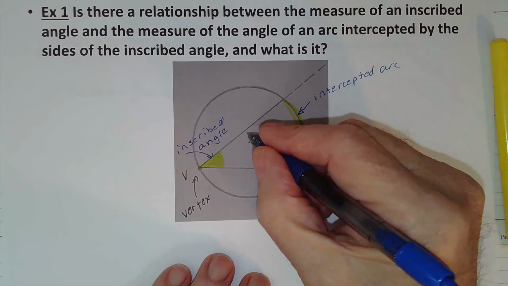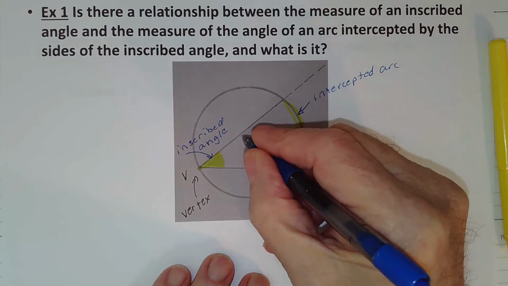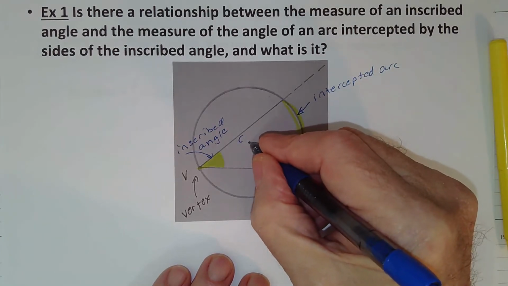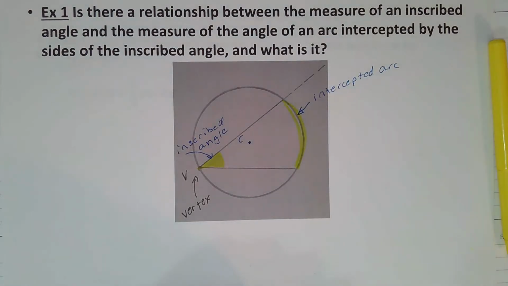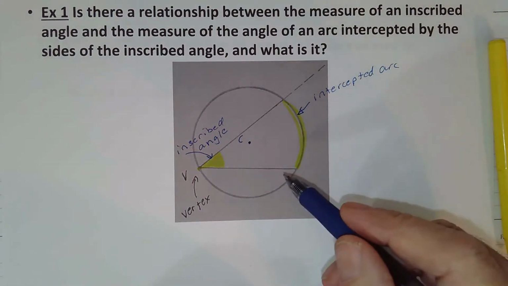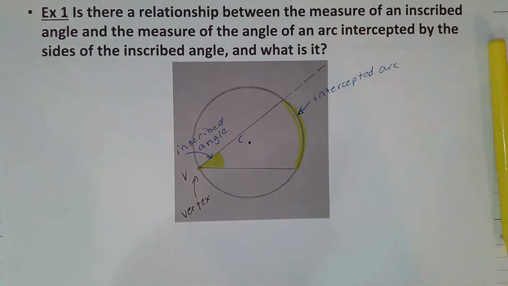And so I'm going to use C here for the center of this circle. And here's the point, that's the center of the circle. Now, how did I create that? I used the compass, so I know that's in the exact center.